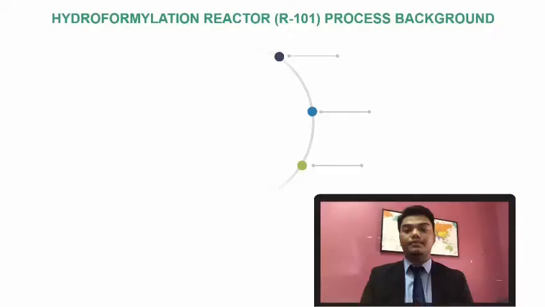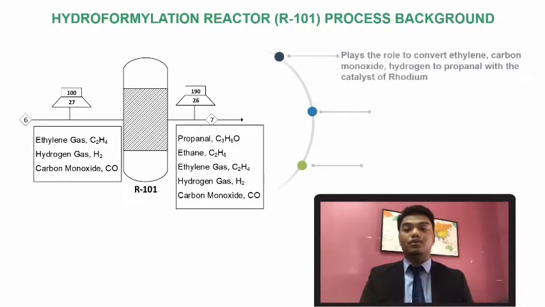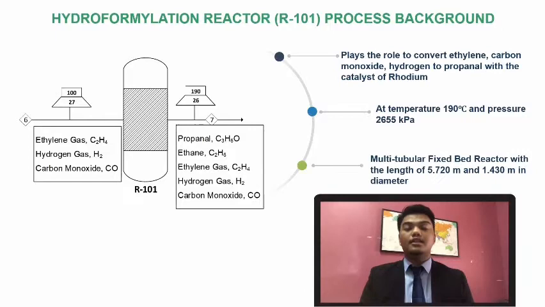The first reactor in the production of 1-propanol is the hydroformylation reactor, which plays the role of converting ethylene, carbon monoxide, and hydrogen to propanol with the catalyst of rhodium at a temperature of 190 degrees Celsius and pressure of 2655 kPa. The reactor chosen is a multi-tubular fixed bed reactor with a length of 5.72 meters and a diameter of 1.43 meters, that gives the highest conversion per weight of catalyst compared to other types of reactor.